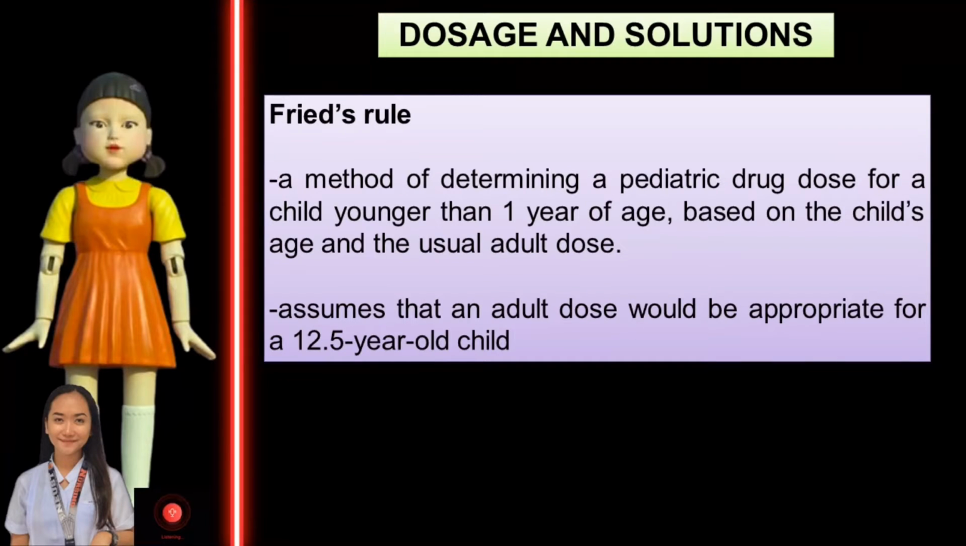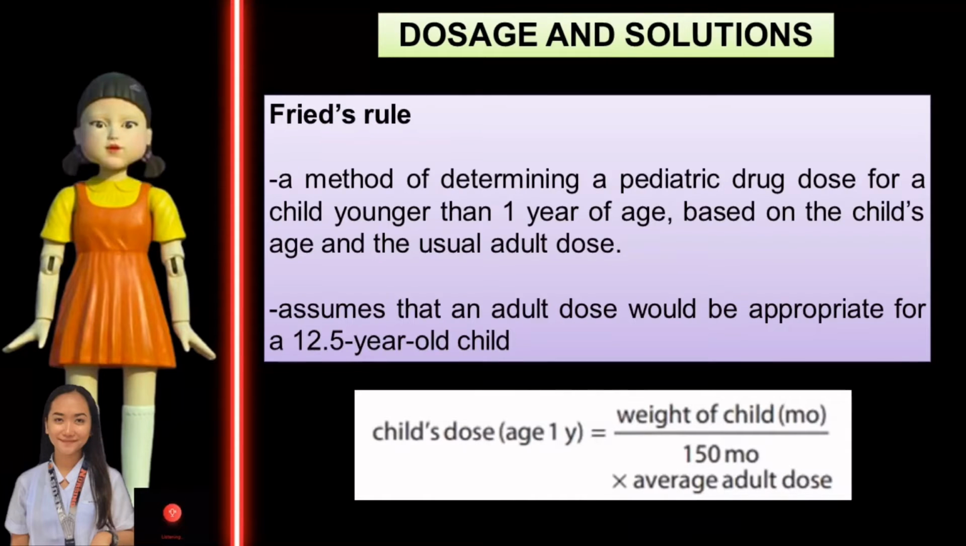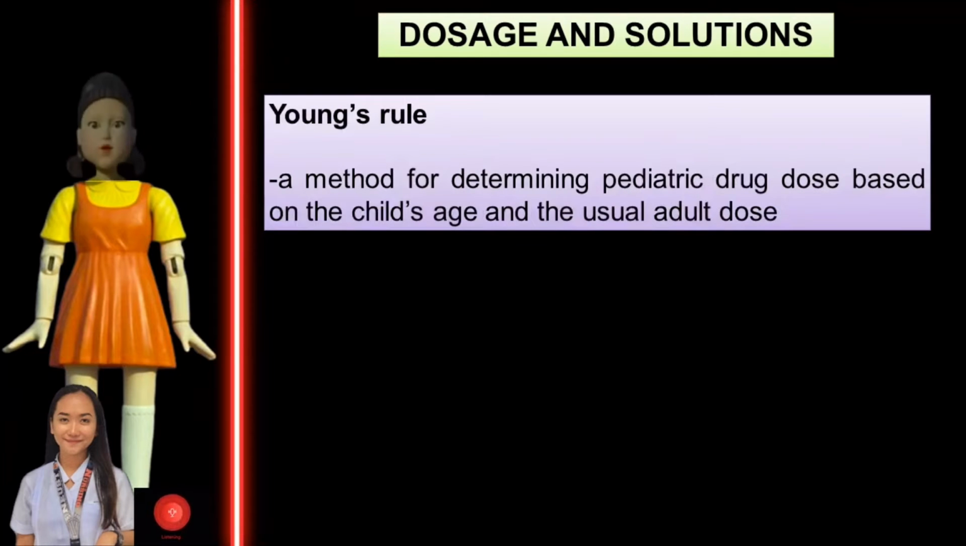It is a method of determining pediatric drug dose for a child younger than 1 year of age, based on the child's age and the usual adult dose. It assumes that the adult dose would be appropriate for a 12.5-year-old child. For the solution, child dose, age under 1 year, is equal to the weight of the child in months over 150 months times the average adult dose. The third one is Young's rule.